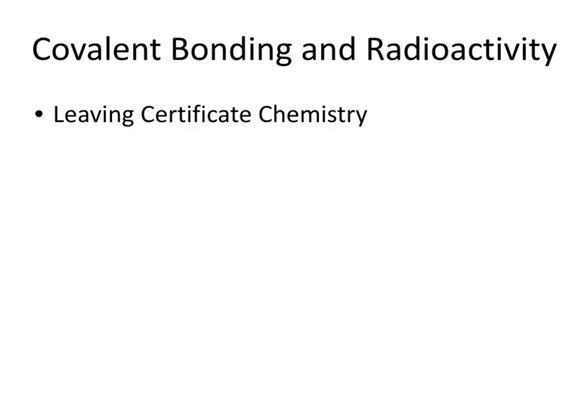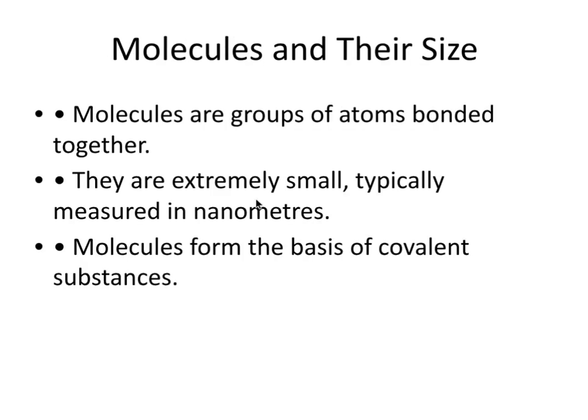So covalent bonding and radioactivity, Leaving Certificate chemistry. So molecules and their size. A really important definition we have to know is what a molecule is. Molecules are groups of atoms bonded together. Really simple definition. They are extremely small, typically measured in nanometers. Nanometers are a unit used to measure atoms bonding together. Molecules form the basis of covalent substances. So yeah, molecules and their size.